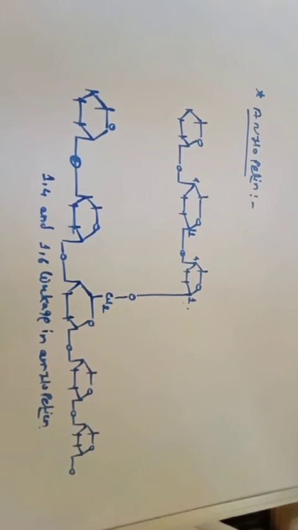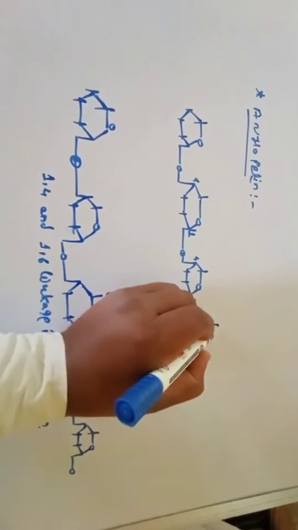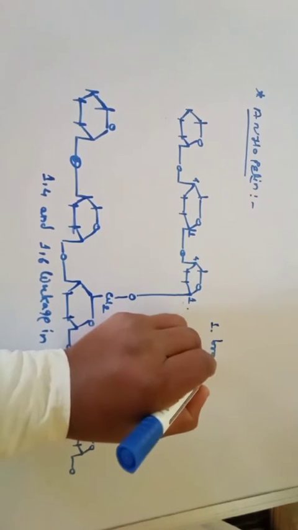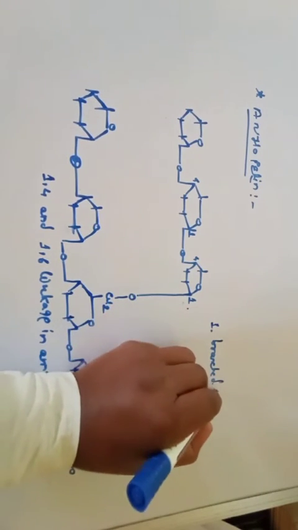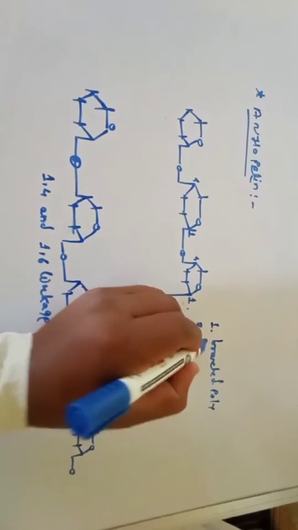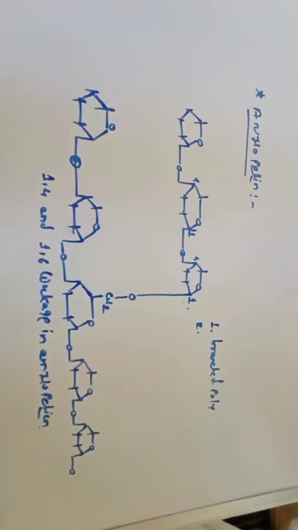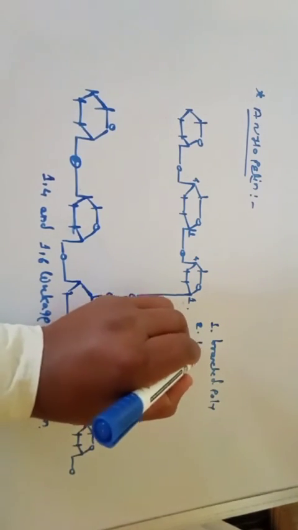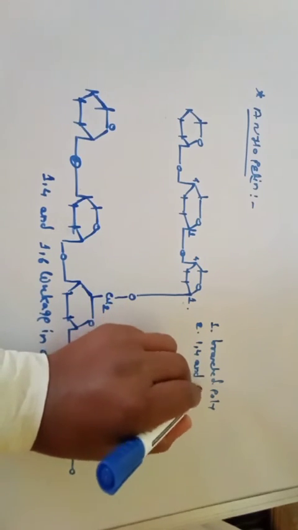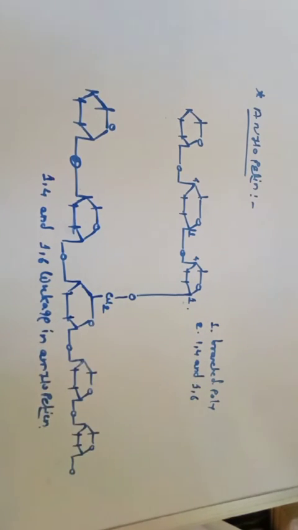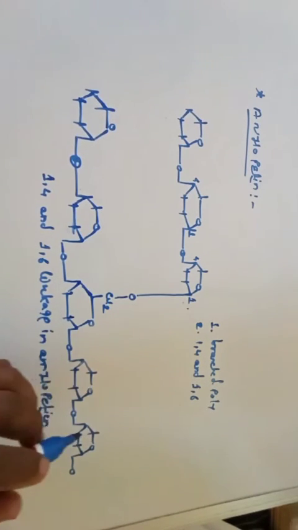And if you see the properties of this amylopectin, then the first point is that it is a branched polysaccharide. Then it has both 1,4 and 1,6 linkage.